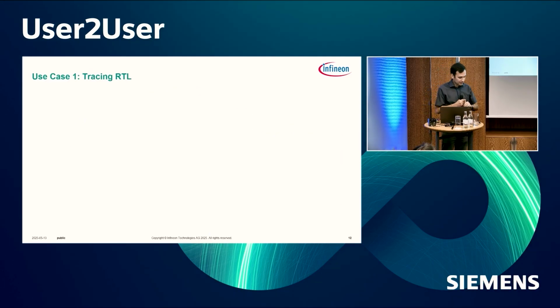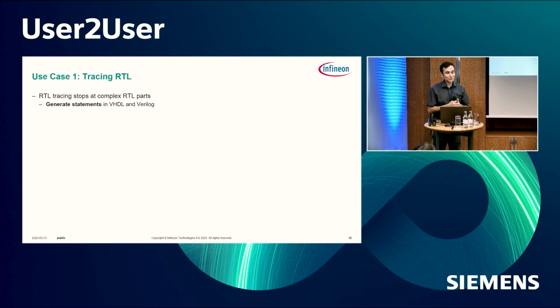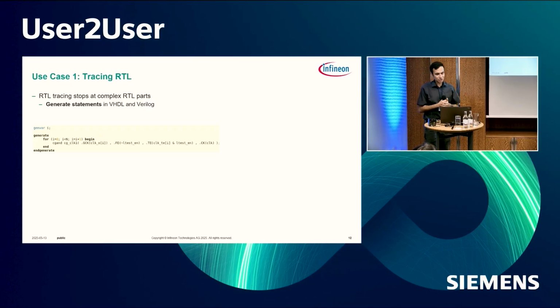I have some use cases for this quick synthesis flow, or this proposed flow which integrates the Tessent Quick Synthesis into the DFT flow. The first one is about tracing RTL, as I mentioned. There are some complex RTL parts like generate statements, which the tool cannot easily go through during RTL tracing. For example, here we have a generate statement which creates some clock gates. And for any reason, you are interested in finding these clock gates in your RTL, and probably you want to add clocks or do something with them.